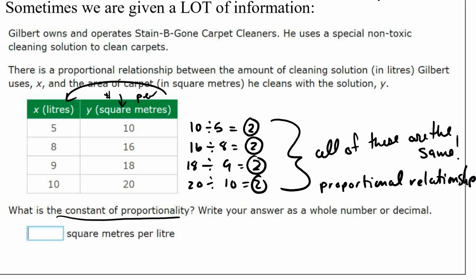When you get to the upper questions in grade 8 J1, it's going to ask you if it is a proportional relationship, and this is how you do it. Okay?